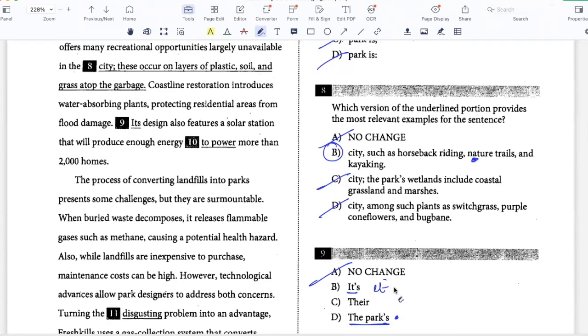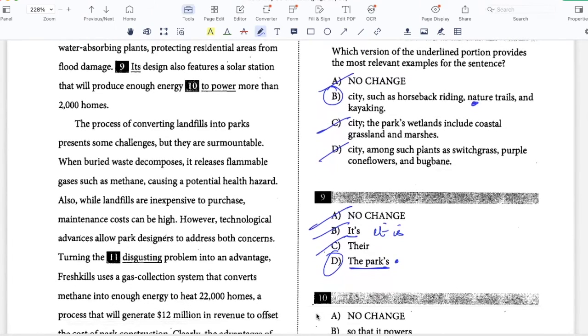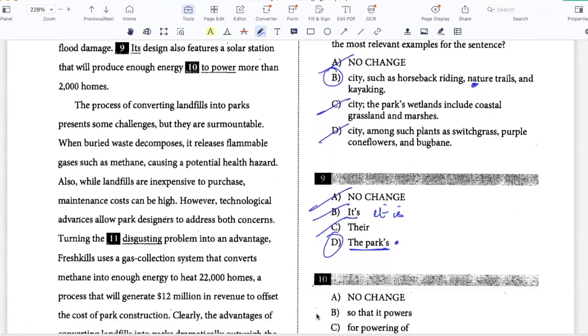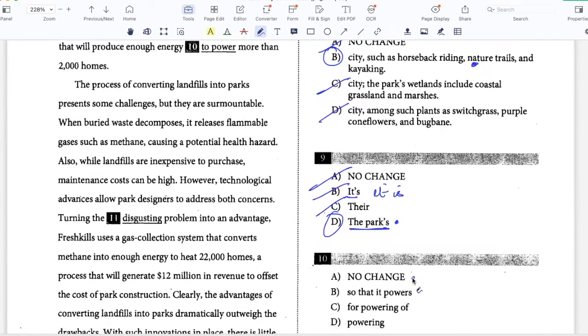It's with an apostrophe is "it is," so that doesn't make any sense. And there is not correct because there is the plural pronoun. So D. Its design features a solar station that will produce enough energy to power more than 2,000 homes. So it will produce enough energy to do something, right? That's the correct way to structure it. So I like A. So that it powers is not correct. Enough energy to do something, not for the powering of or powering. So the structure of the sentence is best captured in A.